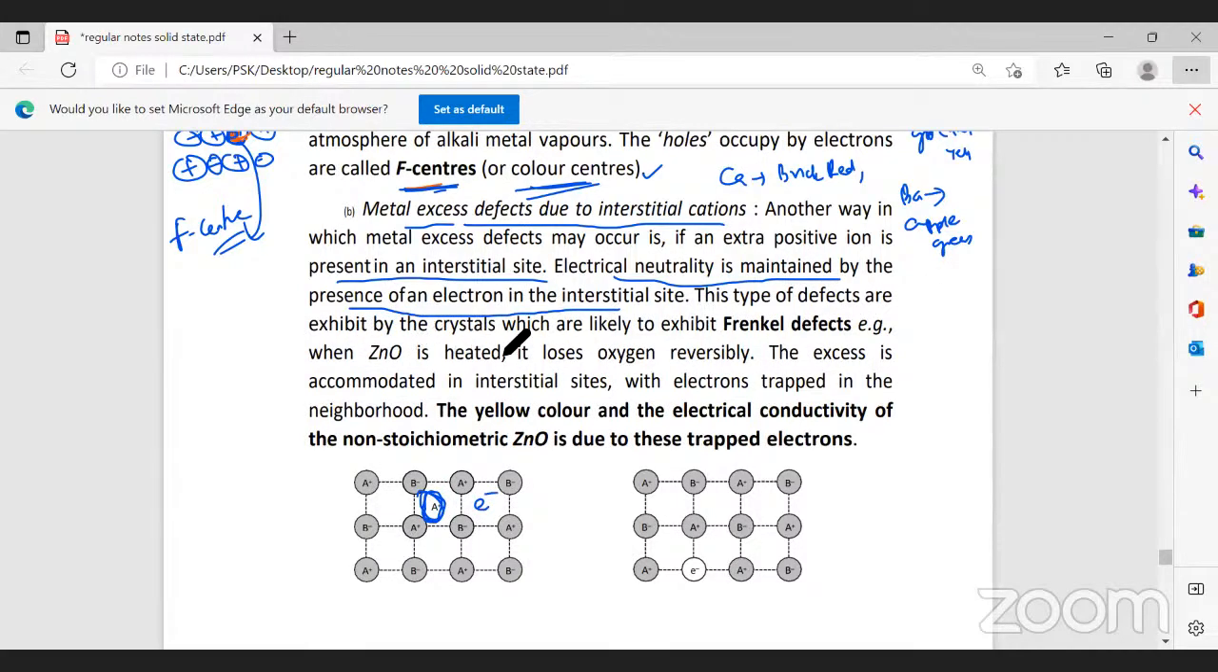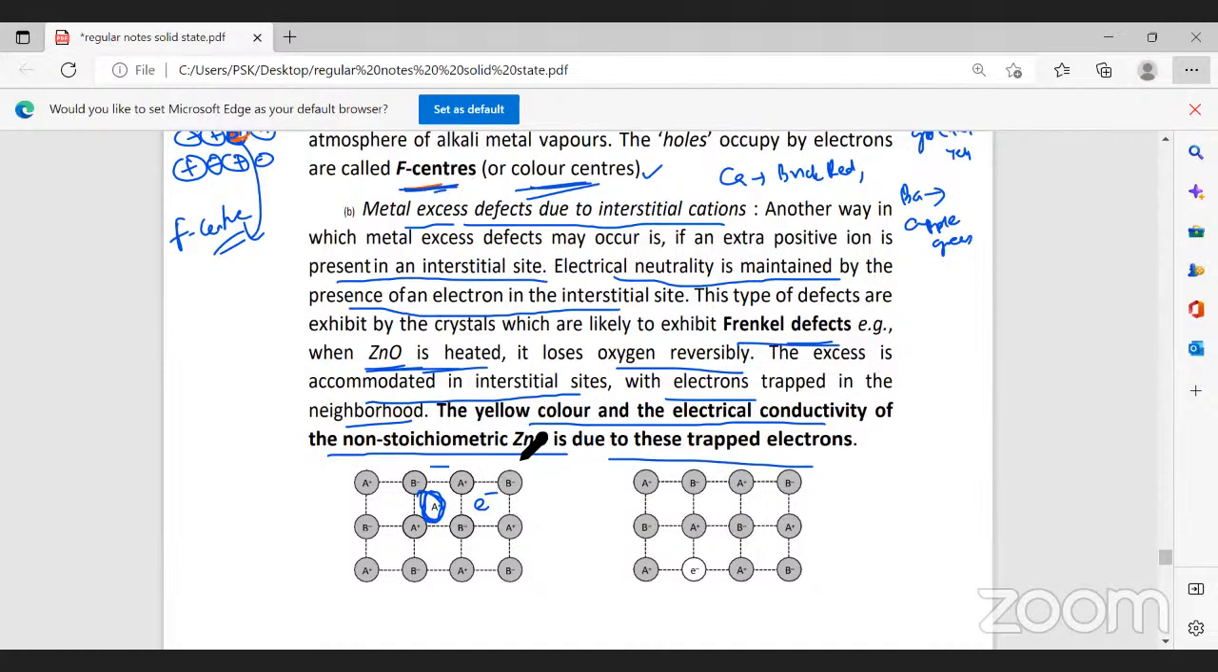This type of defect is exhibited by crystals which are likely to exhibit Frenkel defect. Example: when zinc oxide is heated, it loses oxygen reversibly. The excess is accommodated in the interstitial site. So zinc oxide, when you heat it, decomposes to give oxygen. The excess metal is accommodated in the interstitial sites with electrons trapped in the neighborhood. The yellow color and the electrical conductivity of the non-stoichiometric zinc oxide is due to the trapped electrons. See, color is because of the electrons, remember, whether it is the F center or the trapped electrons.